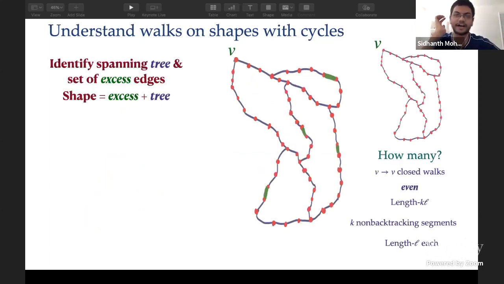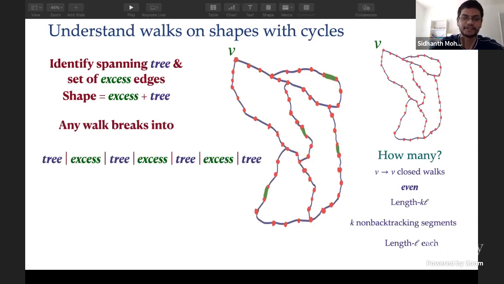So the strategy at this point, and I would say this is roughly where new ideas start coming in and we depart from past work, is to identify a spanning tree as well as a set of excess edges, namely the edges which are not in the spanning tree. Once we have a decomposition of the shape into a spanning tree plus excess edges, we note that any walk breaks down in an alternating fashion, where there's a stretch of the walk on the tree, followed by a stretch on the excess edges, followed by a stretch on the tree, and so on.